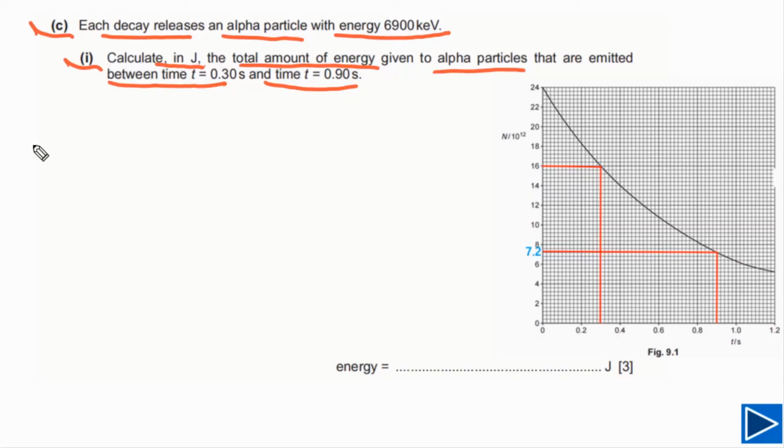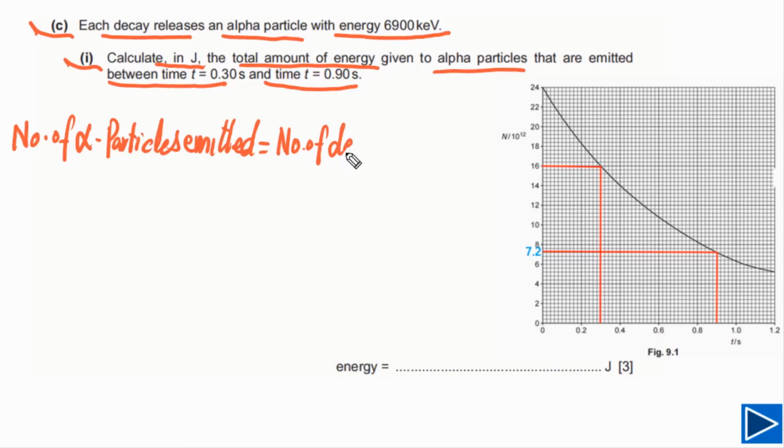So the first thing we need to understand is that the number of alpha particles emitted is equal to the number of decays. Or simply we can say it is equal to the number of polonium nuclei decayed. So this is a very important point. So the number of alpha particles emitted, we can simply calculate, is equal to the number of polonium nuclei decayed.